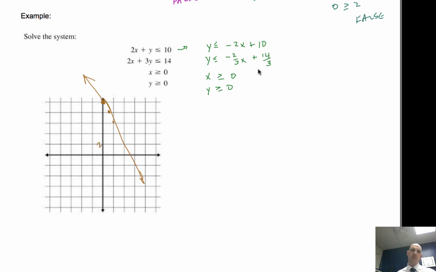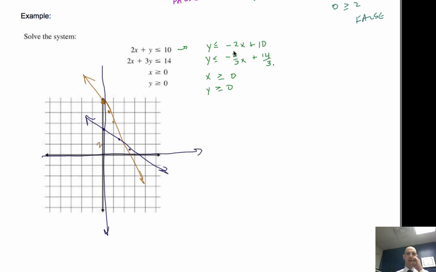Then I've got minus 2/3 x plus 14/3. So 14 divided by 3 would be 4 and 2/3. So here's 4 and about 2/3. So I'd go down 2 over 3, down 2 over 3. Kind of looks like this. And if x is greater than 0, that's going to be my axis here and my axis here.